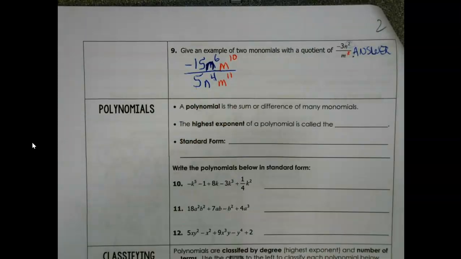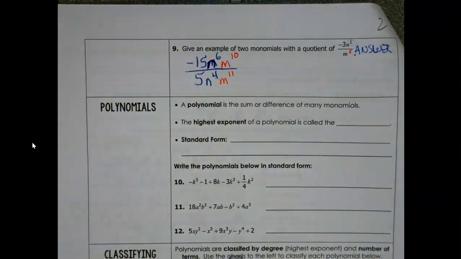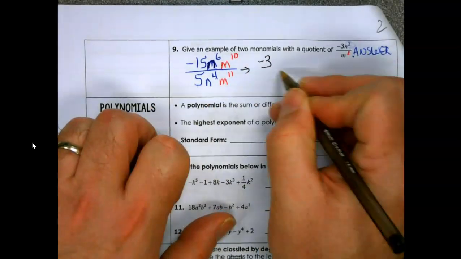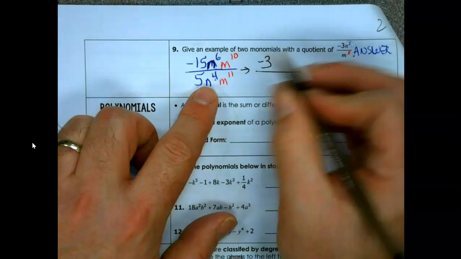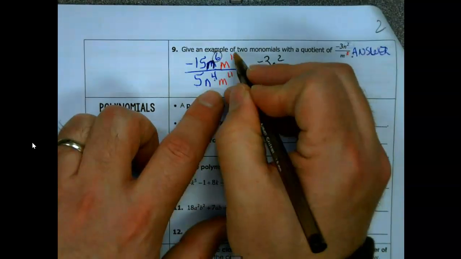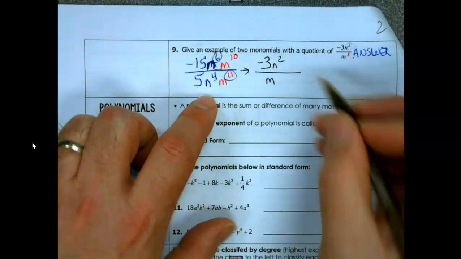That is a monomial with that as a quotient, because if I did the division, negative 15 divided by 5 is negative 3. 6 minus 4, bigger exponent on top, is 2. And 11 minus 10 is 1, bigger exponent on the bottom.